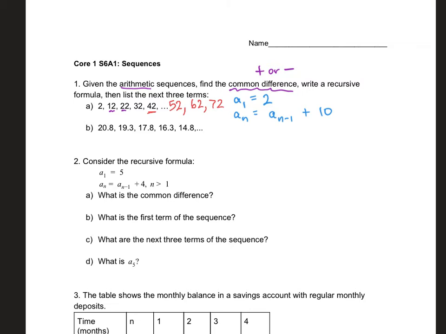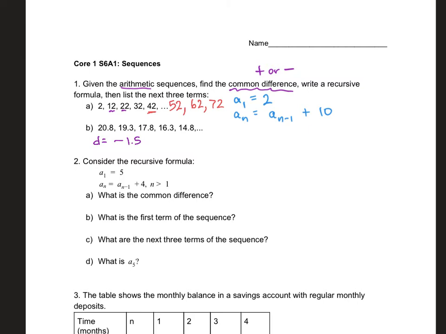Like on part B, we go from 20.8 down to 19.3. So if the numbers are decreasing, this means that the common difference number is going to be a negative value because we're going down. If you take 19.3 minus 20.8, you will find that this is minus 1.5. That is what we are repeatedly subtracting to get from one term to the next.